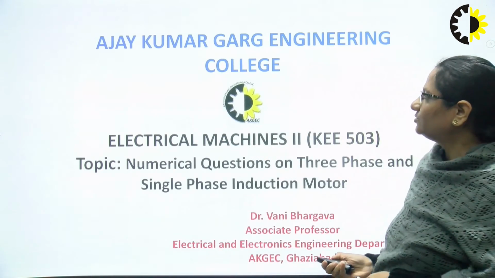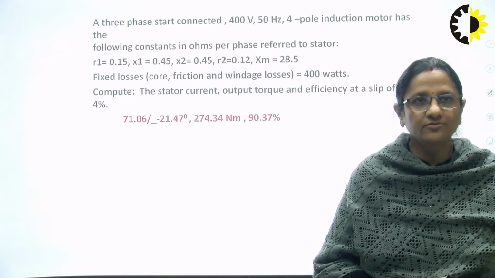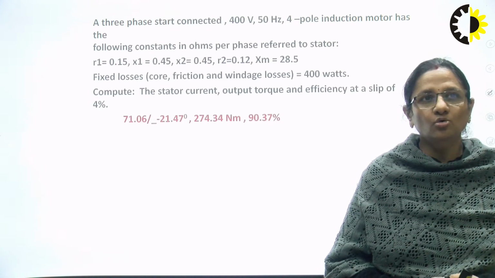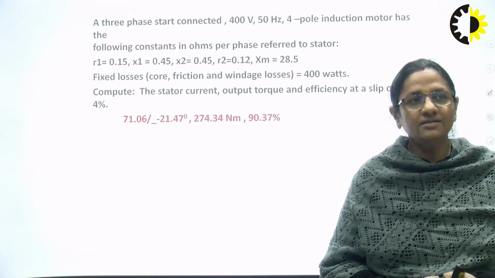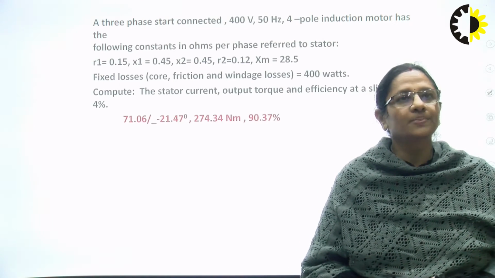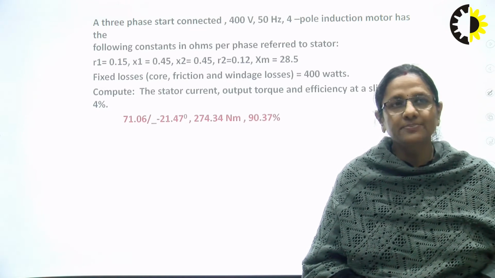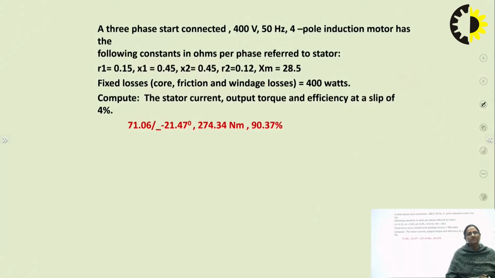So, starting with the question, a three-phase star-connected 400 volt, 50 Hz, 4-pole induction motor has the following constants in ohms per phase referred to stator. What are the constants? The constants given are R1, X1, X2, R2 and Xm. They all are in ohms and this is the per phase value of these parameters. These parameters are actually the equivalent circuit parameters of the machine and they all are referred to the stator side. I mean to say the rotor circuit resistance and reactance are referred to the stator side.